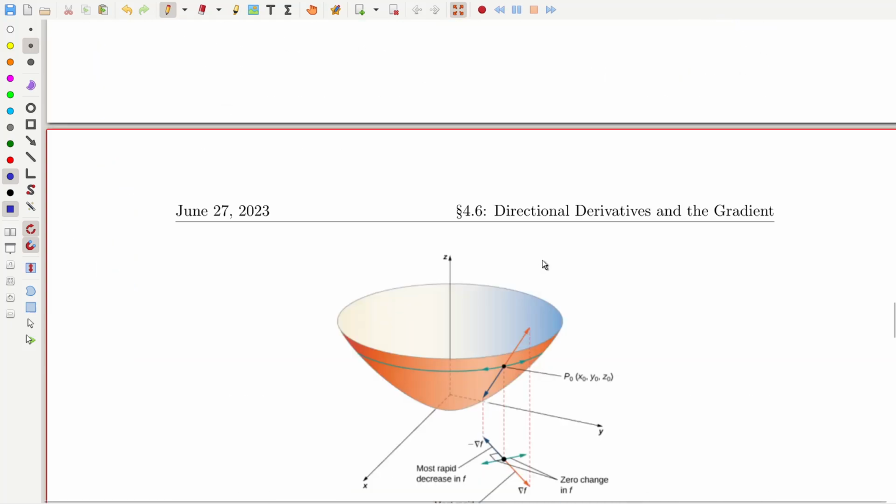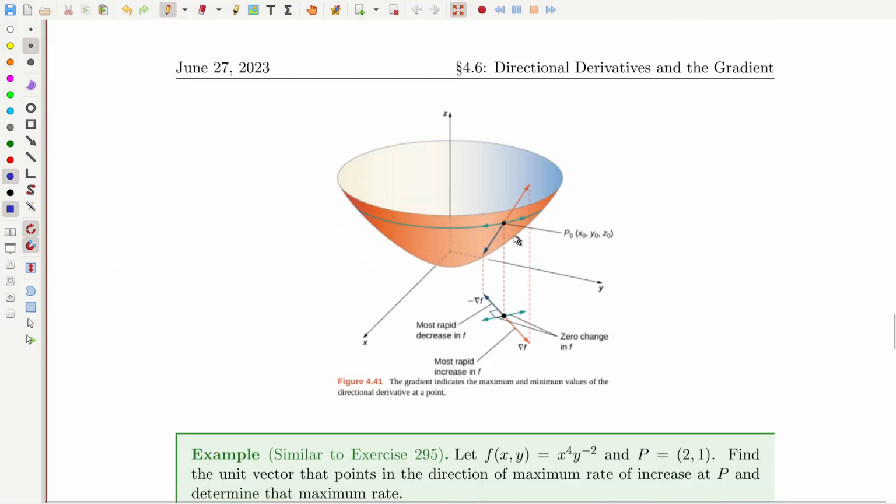There's a picture down here that illustrates this. So the input space is this xy plane, right?